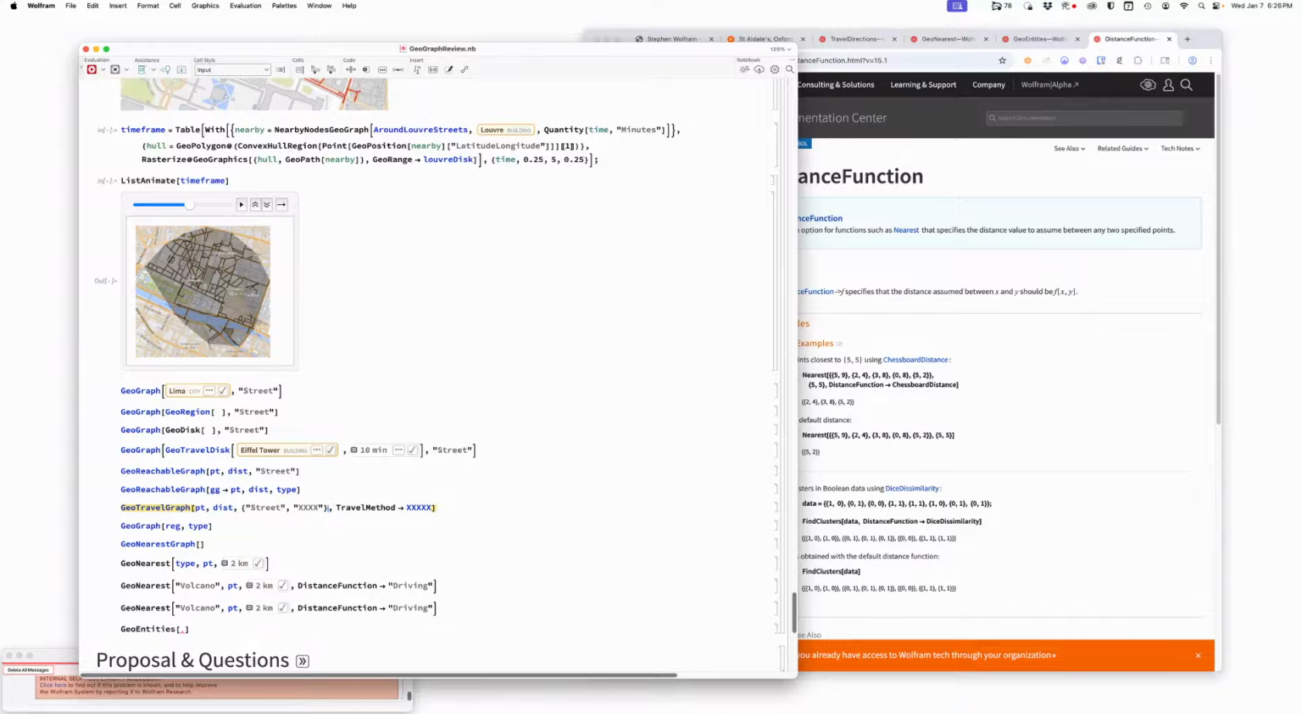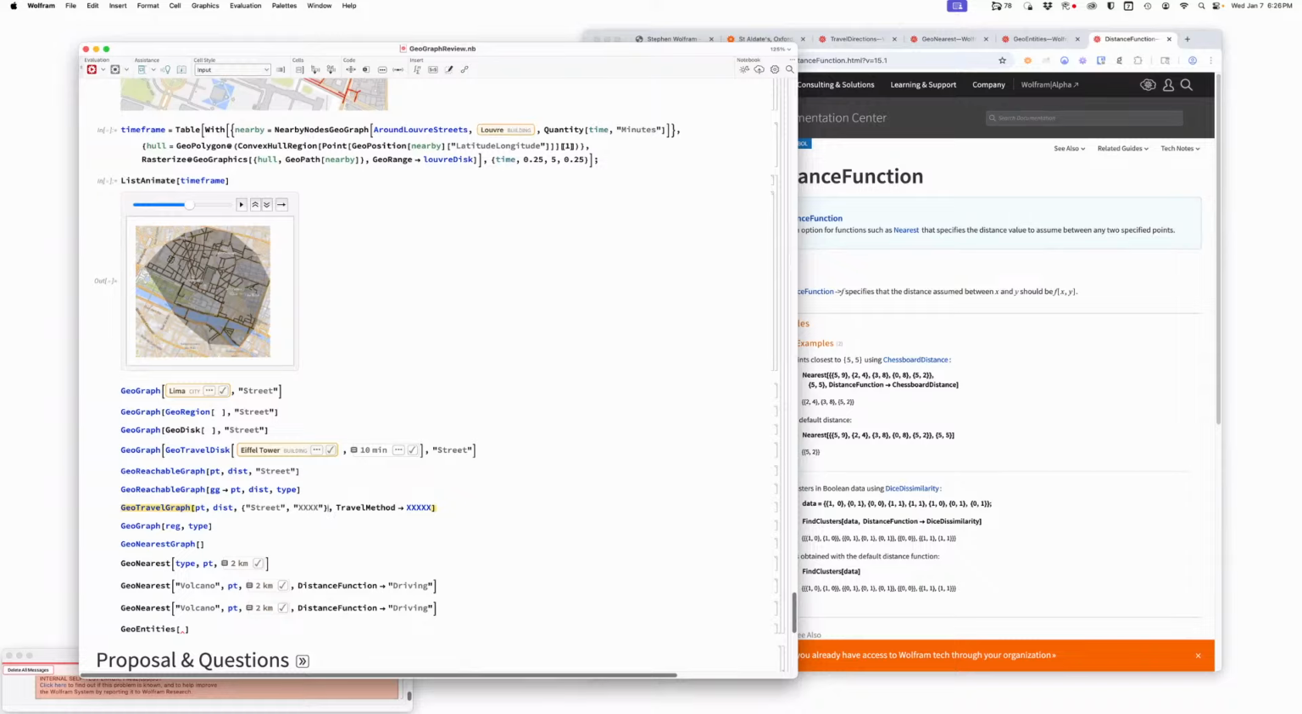As the drone flies, or as the car drives, right? And geodesic is as the drone flies, and travel graph is as the car drives or the person walks or whatever. Does that make sense? Yes, but sorry to ask again.